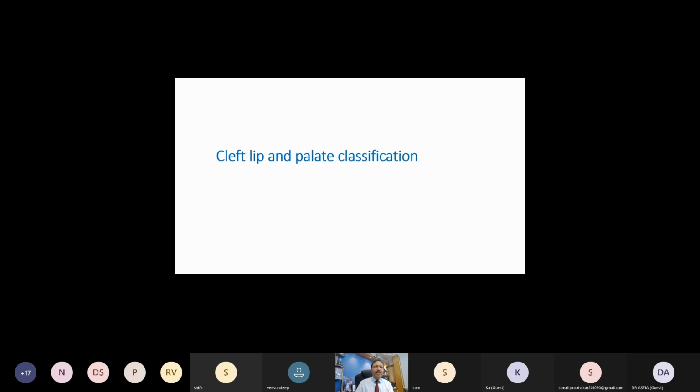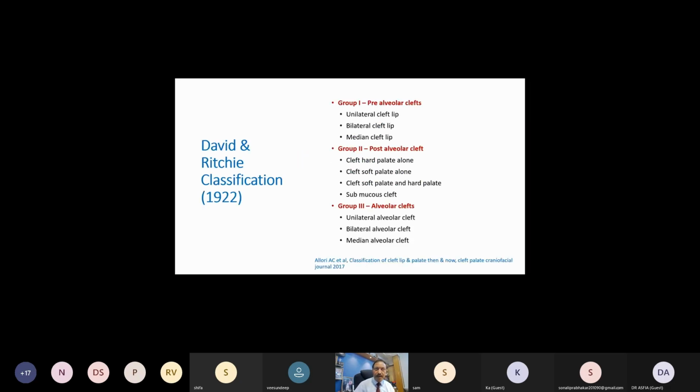So coming to the cleft lip and palate classifications, I won't go into the details of this because you can read it from the books. And remember, I will just mention the Davis and Ritchie classification. So he mentioned group 1 as pre-alveolar clefts, group 2 as a post-alveolar cleft, and group 3 as alveolar cleft.